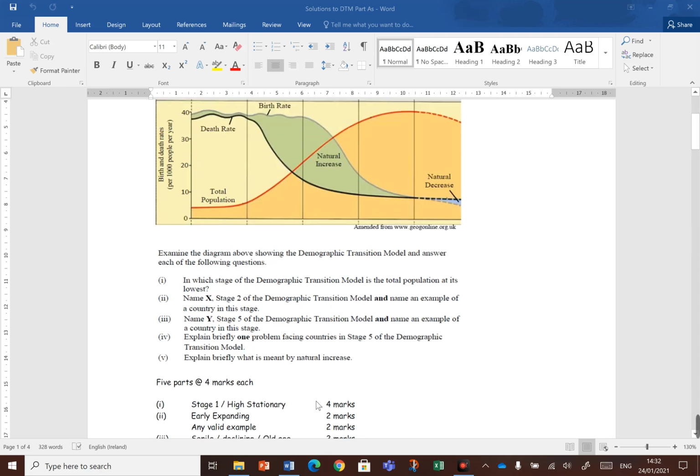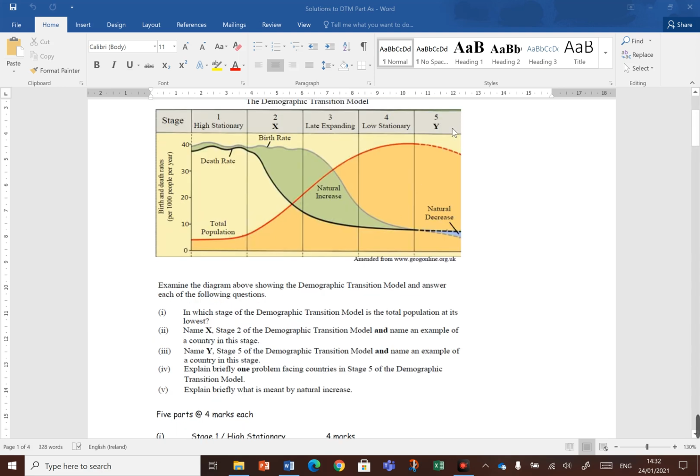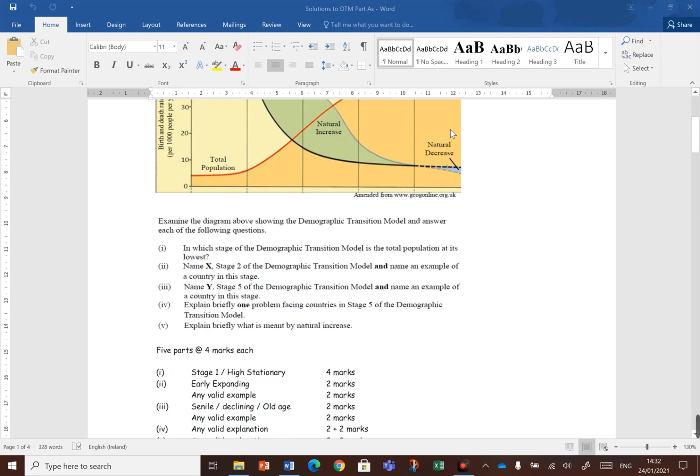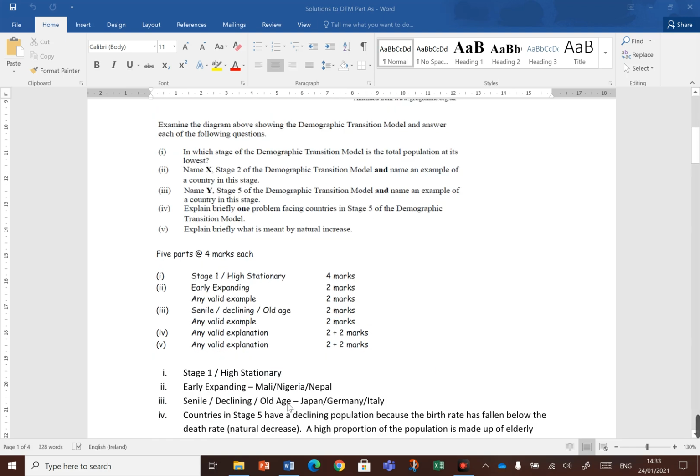Number 3, name Y, stage 5. So this is the declining or the senile stage, or sometimes it's referred to as the old age stage. Any of those will get you 2 marks. And for one country, Japan, Germany, Italy would be the countries in stage 5.